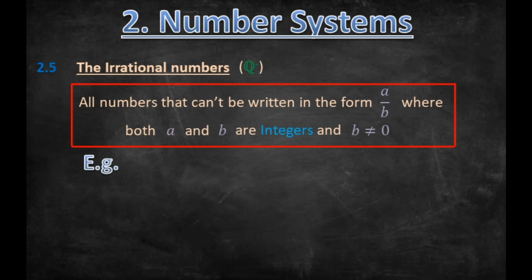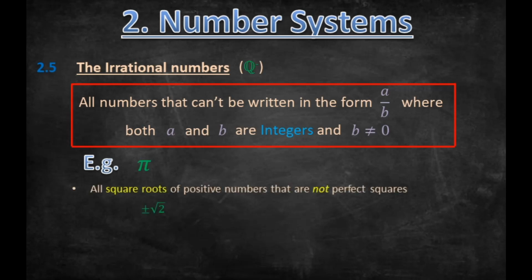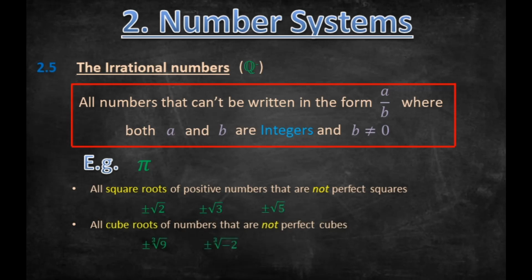The most famous example, of course, is pi, but the irrational numbers also include all square roots of positive numbers that are not perfect squares, and all cube roots of numbers that are not perfect cubes. Then it also includes, in general, all non-terminating, non-recurring decimals.